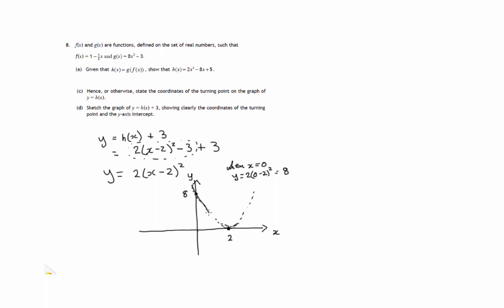Let's just sketch it in there and check that we've answered the question. There's the origin there. Sketch that graph showing clearly the coordinates of the turning point and the y-axis intercept. Well, that's possibly, we could quibble that that's not coordinates. We would have had 2, 0 as coordinates. So there's the minimum turning point, 2, 0, and the y-axis intercept, the value that y takes when it crosses the y-axis is 8. So there's our sketch.